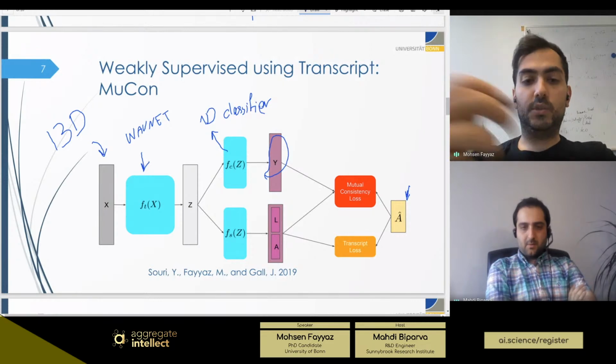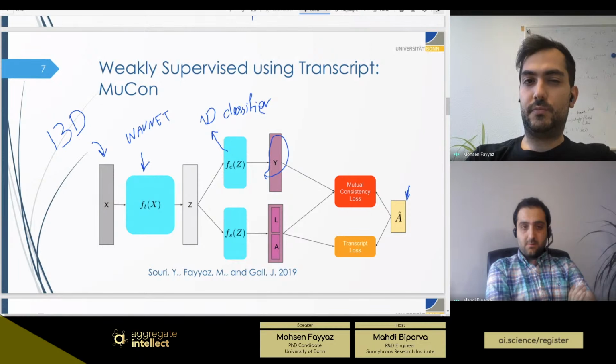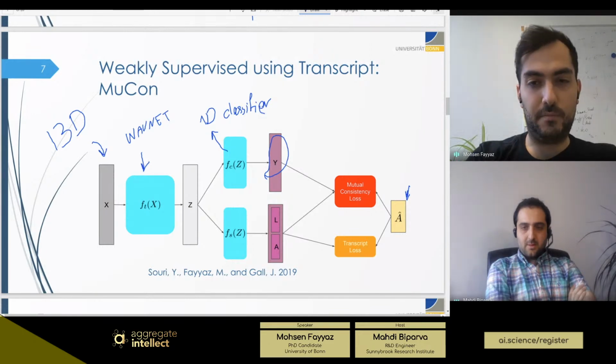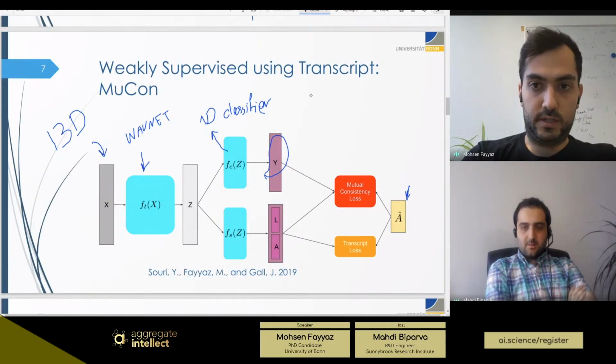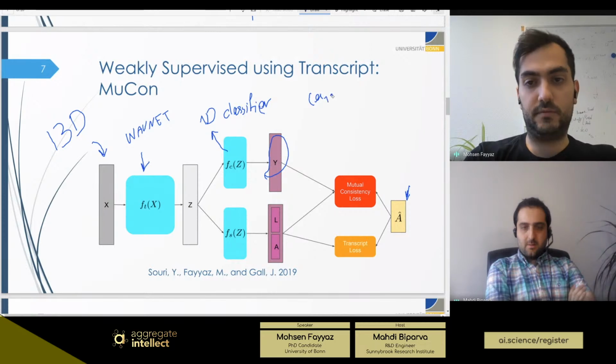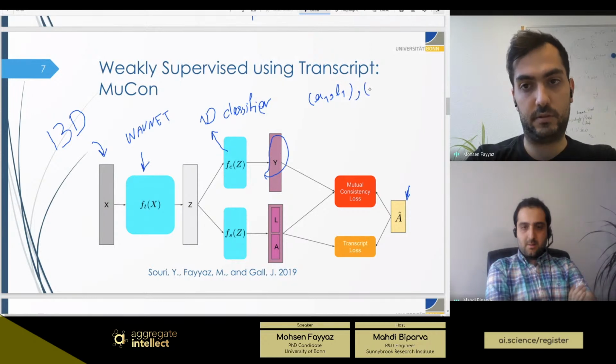The other way is that we can represent the video as some pairs of actions and the temporal length of that action. What do I mean by that? For example, for a video, I can say this video has the action A1, and the length of this action is L1. And then the next action, for example, is A2, and the length is L2, and so on.